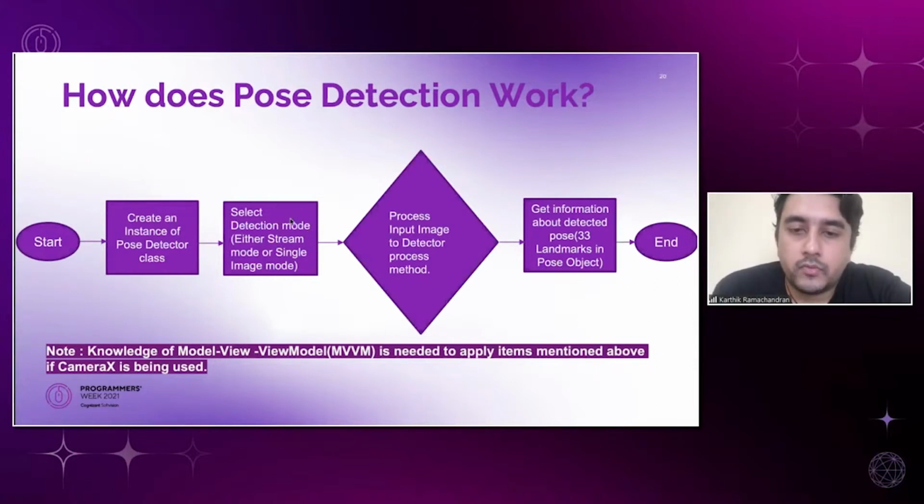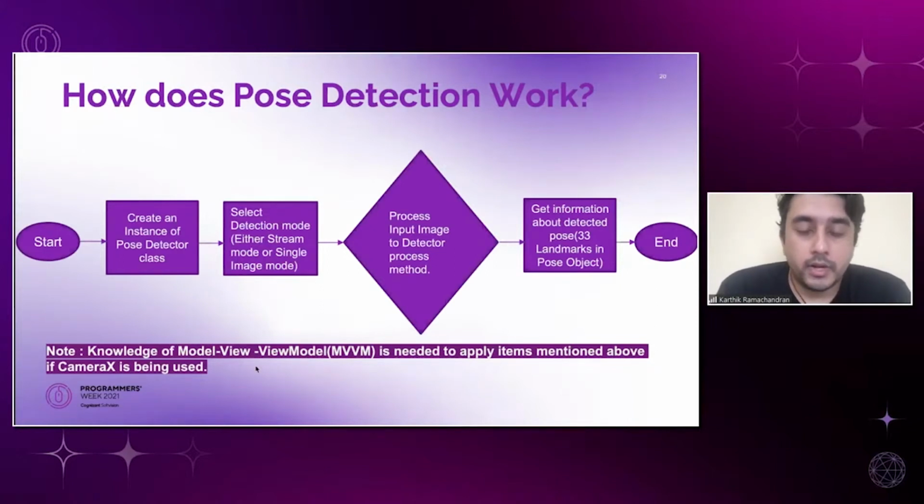And after that, you have to process the input image. You have to pass it to the process method, and finally you'll get 33 landmarks, and that's pretty much the flow which is mentioned in the documentation. If you're using CameraX, which is one of the Jetpack libraries, you'll have to use MVVM for it, which I'm not going to cover. MVVM is Model-View-ViewModel, which is the state of the art for building Android apps today. So that's at a high level.